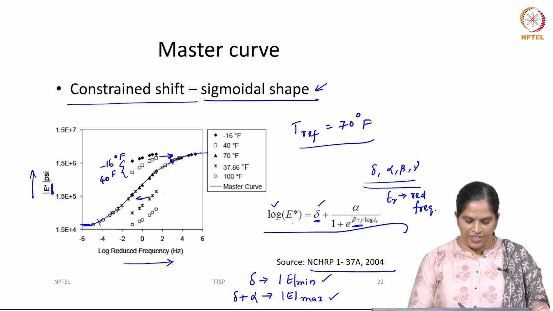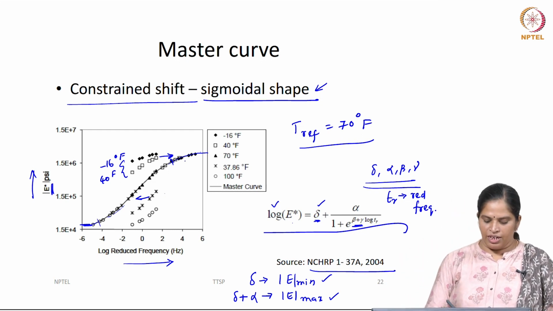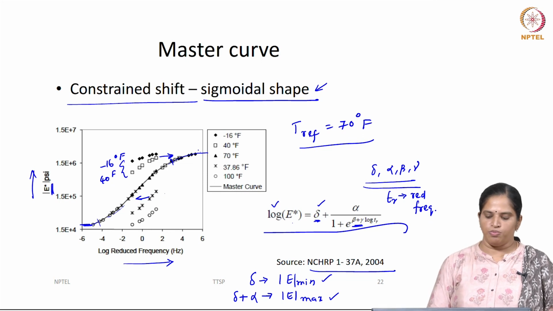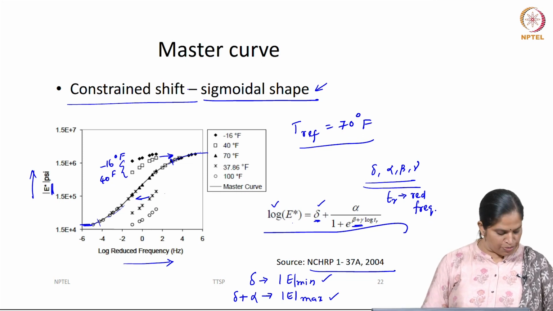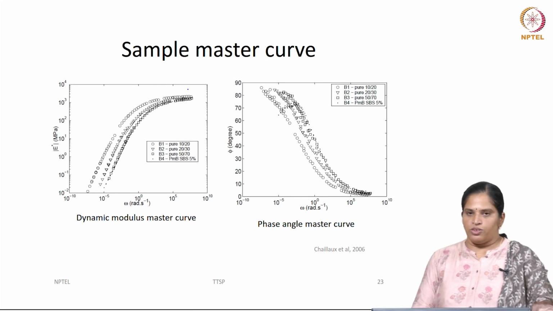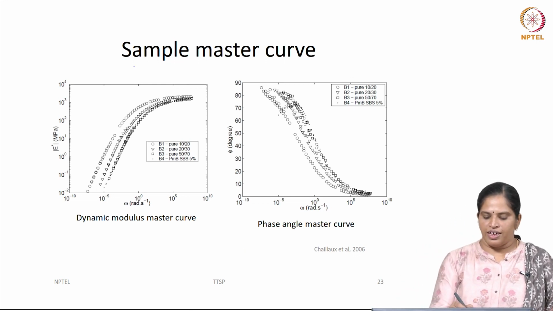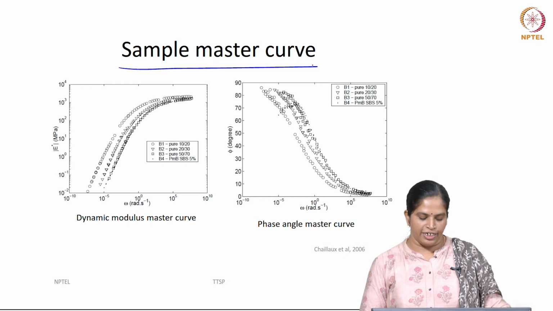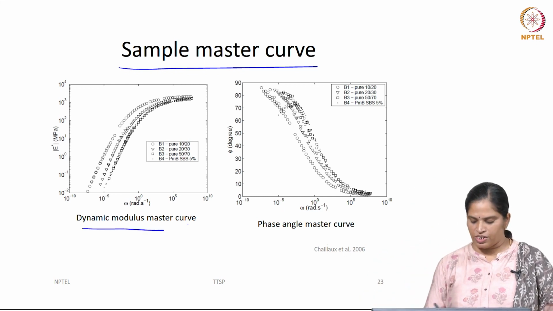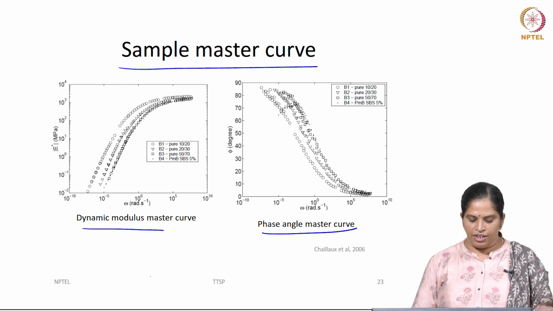So, now you fix the form of a curve and shift the data to that form, we call it a constrained shifting. If you do a shifting, you can see a sample master curve, we will get it: a dynamic modulus master curve and a phase angle master curve.